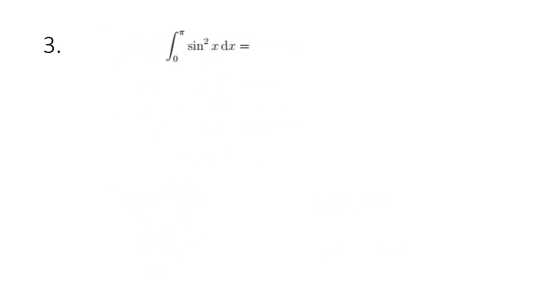Okay, now this one you haven't seen before. The reason why we can't just say sine squared of x is 1 minus cosine squared of x is because we don't have the du in the problem whatsoever.